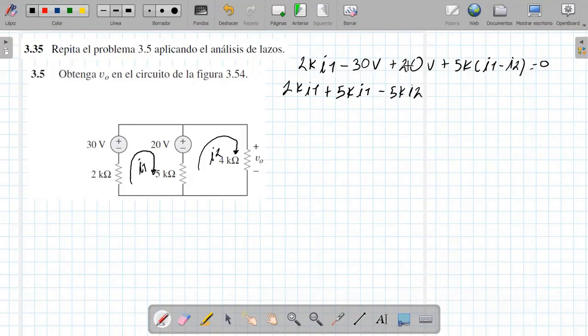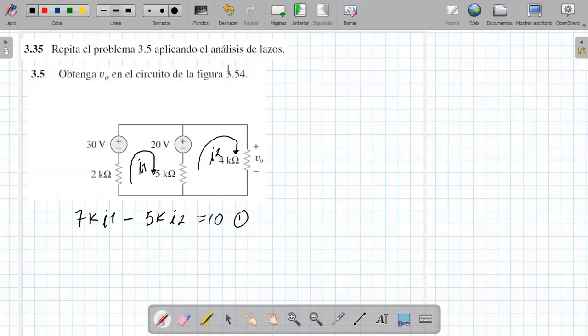On the other side of the equal would be 10, so 2 plus 5 would be 7K. Well, I'm going to put it here below. 7K times the current I1, remember that K represents that it is 7,000, minus 5K times the current I2 equals 10. So that is equation 1.